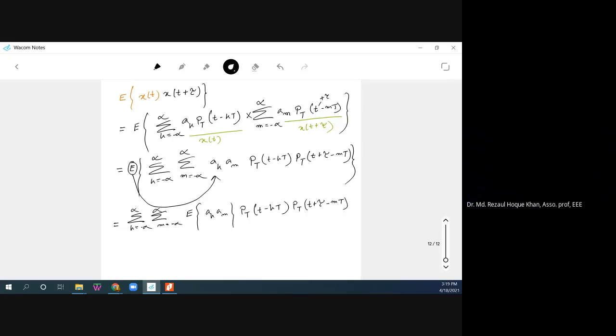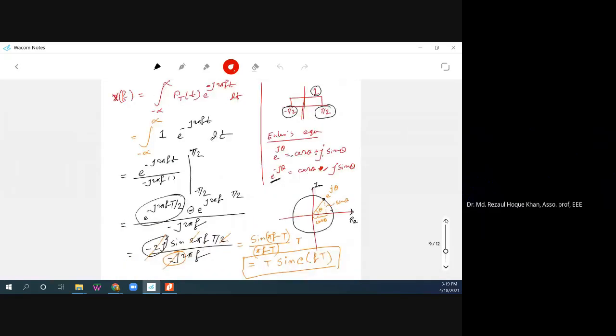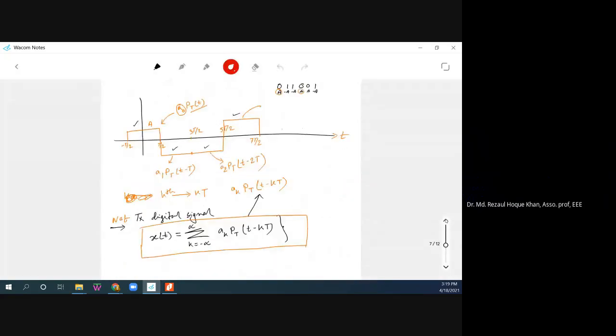Okay, now fantastic stuff will come. Let's write the expected value of ak and am separately here. Remember we defined it previously that ak and am are IID.